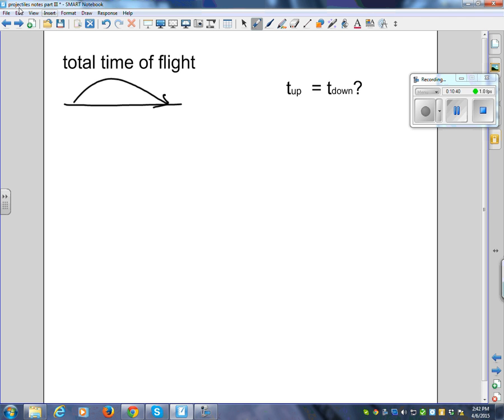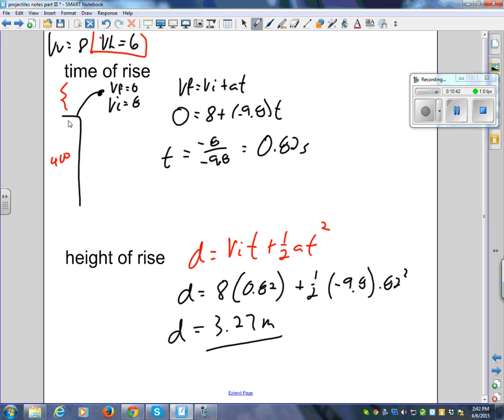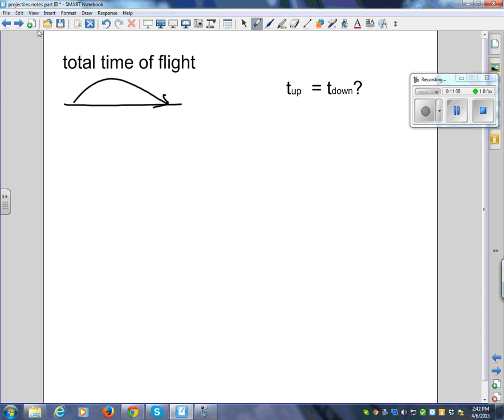But when you're on a cliff, and it goes like this, is the time up equal to the time down? No. How come? It's got a lot longer way to fall than up, right? It only goes up 3.27. How far is it falling? 403.27. It's got 400 meters farther to go. So is the time up equal to the time down? The answer to that is an emphatic no.